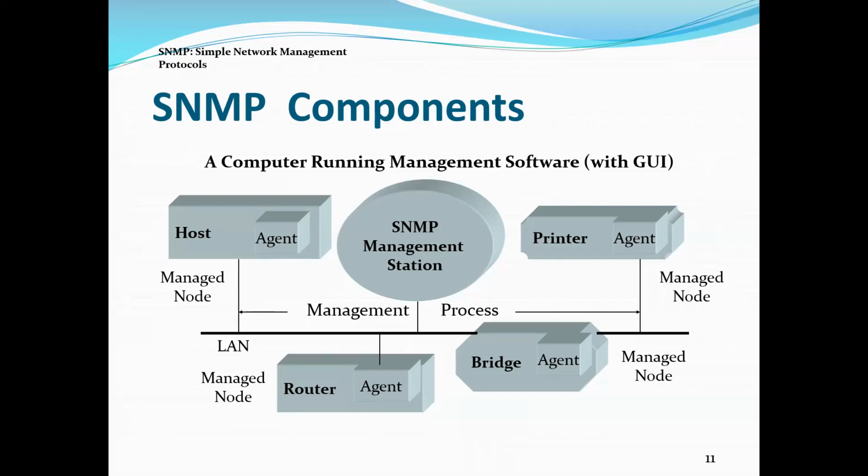All right. So basically, here we have the SNMP components: a computer running management software with a GUI. You can think of it as this one. This is the management station for SNMP. Then this is the network, and in the network, you might have a host, a printer, a router, some kind of network bridge, whatever it is, all kinds of devices that have IP addresses in the network.